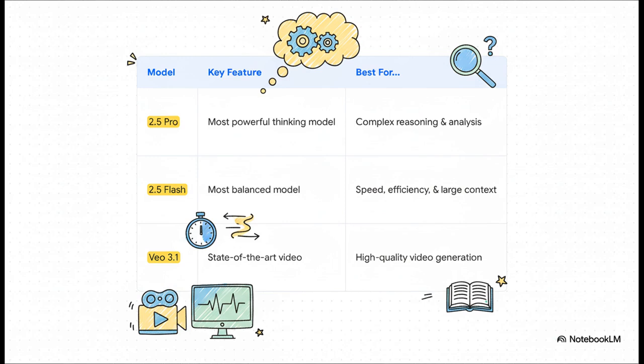So on your team, you've got Gemini 2.5 Pro. That's your powerhouse, your deep thinker for really complex reasoning. Then there's 2.5 Flash, which is your super agile all-rounder. It's built for speed, efficiency, and it can handle a massive amount of info. And for all your visual storytelling needs, you've got Veo 3.1, a state-of-the-art model for creating incredible, high-quality video. Each one is tuned for a very specific job.